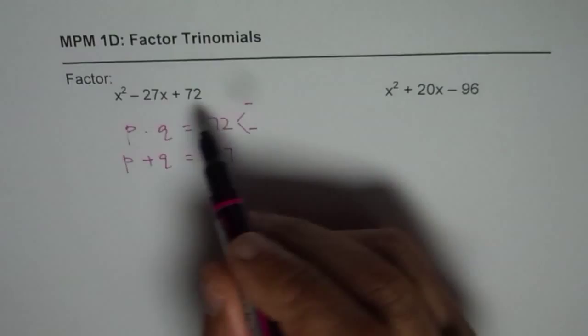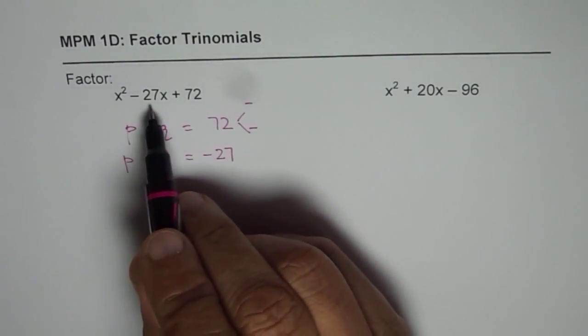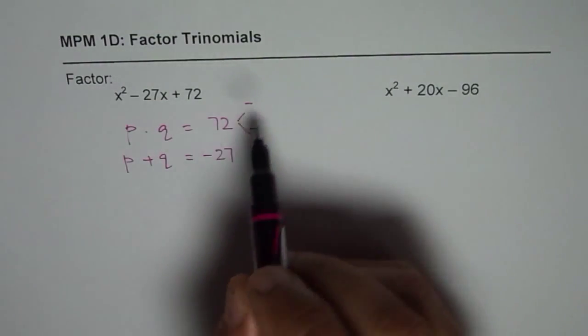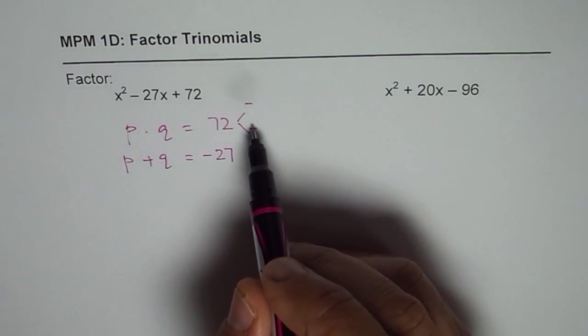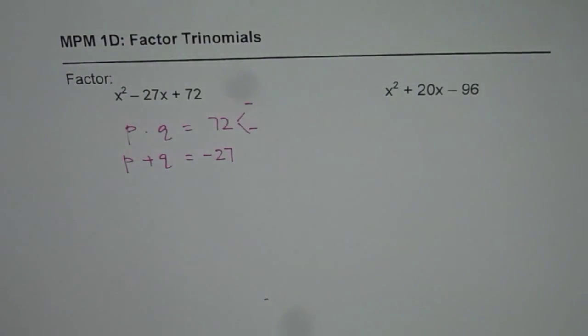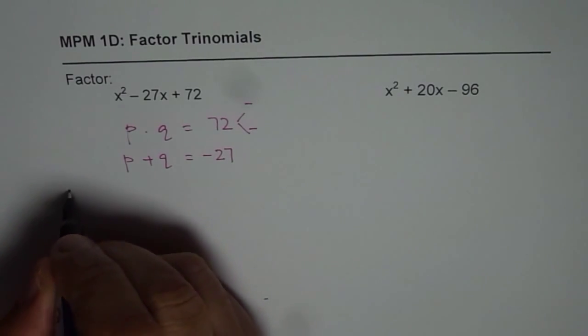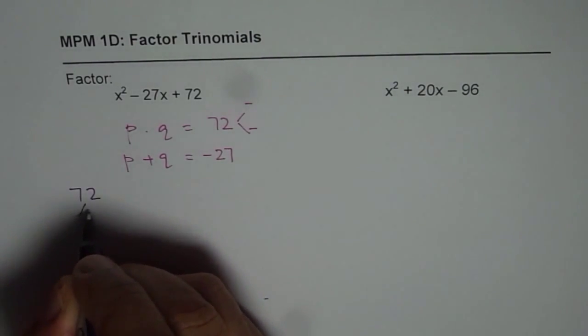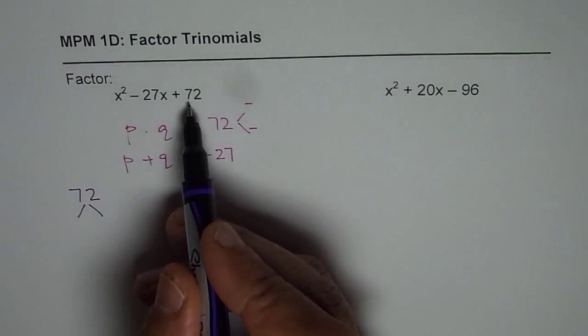Now when you add them up, we need 27. That also gives you one more hint, that both these numbers are less than 27, correct? So we are looking for factors of 72 which are less than 27, right? That is what we are looking for. So let's look into 72, less than 27. Let's begin with smaller numbers.